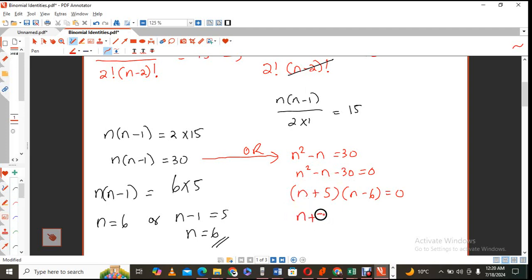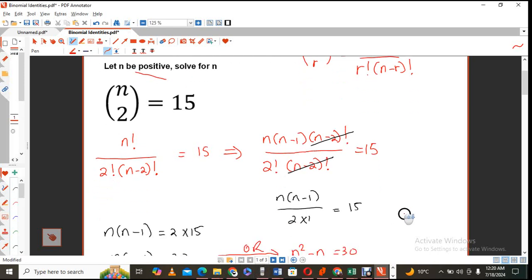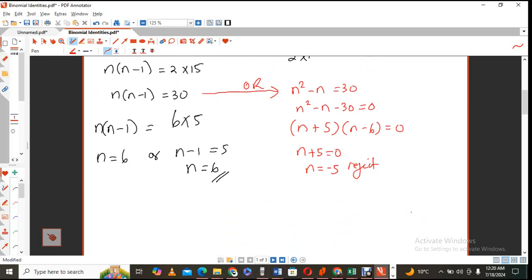Then equating that to 0, this gives you n is equal to negative 5, which we are going to reject because we are told that n is positive. Right from the beginning, our n value is positive, and it is very important to take note of that. So our answer has to be n minus 6 is equal to 0, where n is equal to 6, which is identical to that other answer.